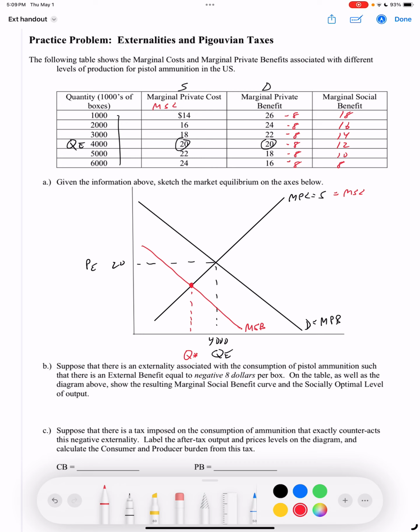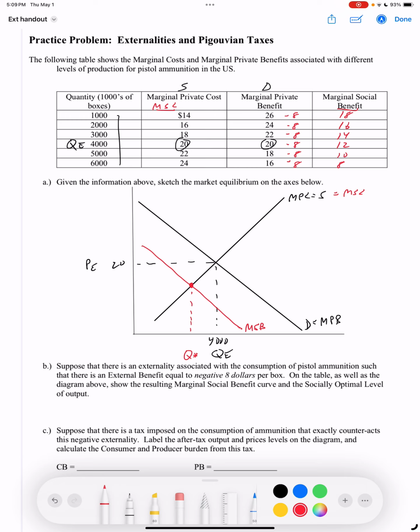So what we have to do is find the intersection between our social cost and our social benefit, and that's why it's always a good idea to start with the graph. Because we know, just like any case of a negative externality, the socially optimal output will be lower than what the market is doing. So we have a good spot to start looking.